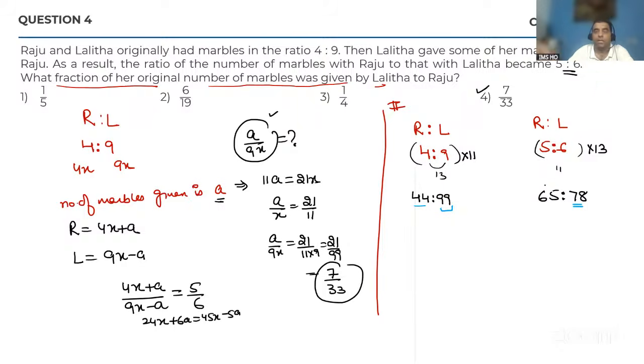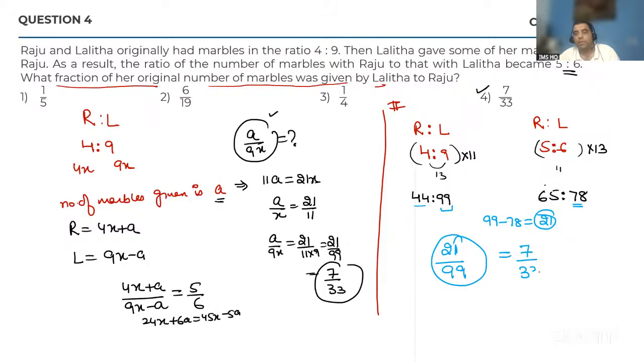Those marbles which were earlier with Lalita, some of them were given to Raju. So can we identify how much is given? Earlier Lalita had 99, now Lalita has 78. So how much she has given is 99 minus 78, which is 21. She has given 21 marbles to Raju, and the moment 21 is given, Raju will have 65 and she'll be left with 78. But the question says, what fraction is given? So 21 is given out of what she already had, which was 99. So this fraction can straight away be written as 7/33.